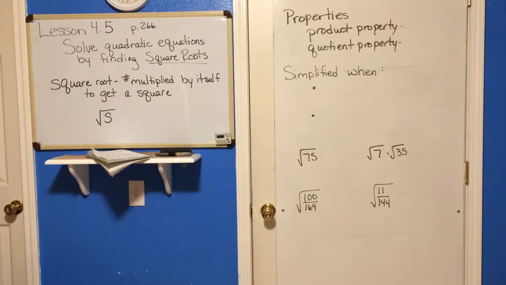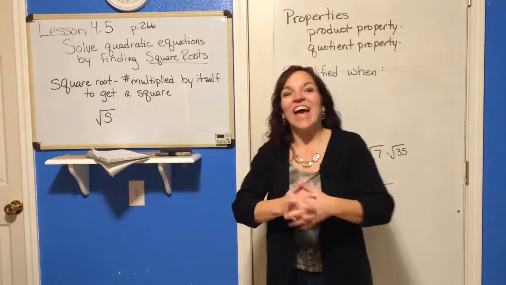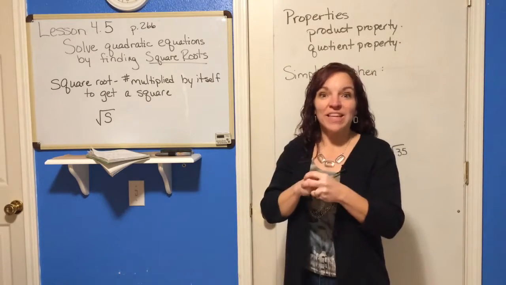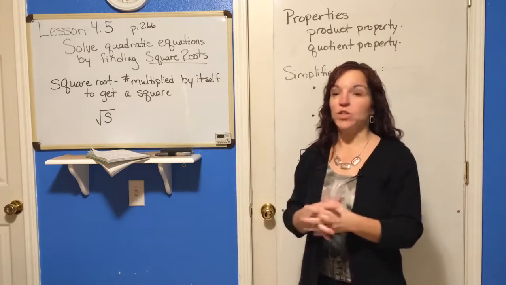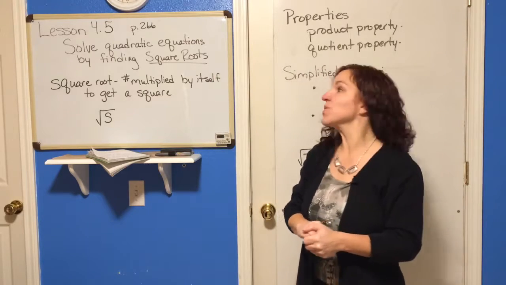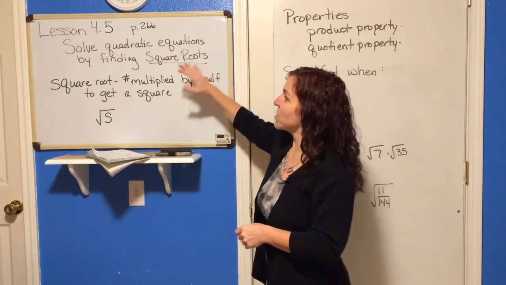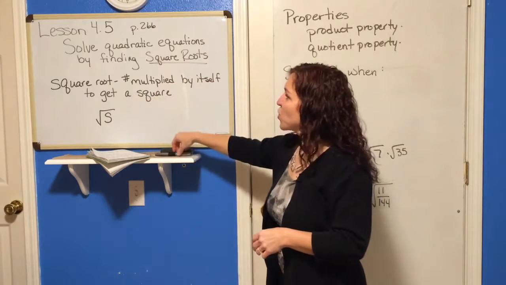Section 5 of Chapter 4 deals with solving quadratic equations again. Before, we solved them by factoring. Sometimes we learned though that we can't factor those equations. So we're going to learn today how to solve them by using square roots and finding the square roots of an equation. We start with the definition of a square root.